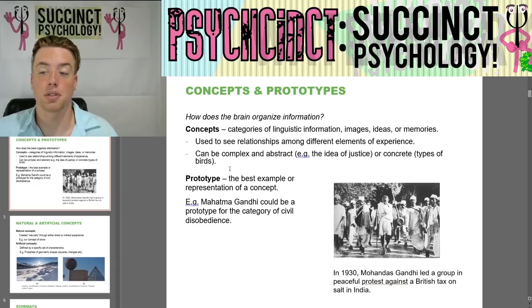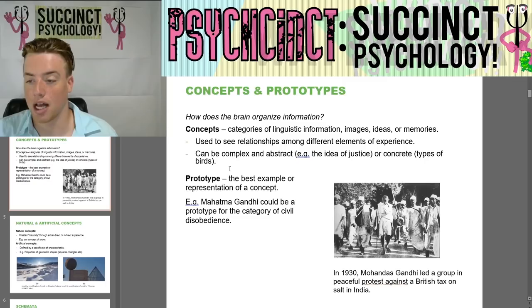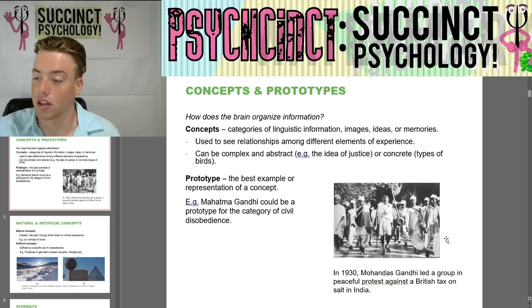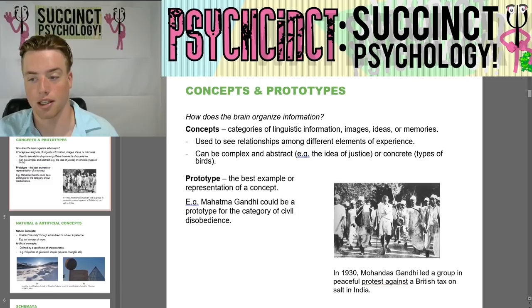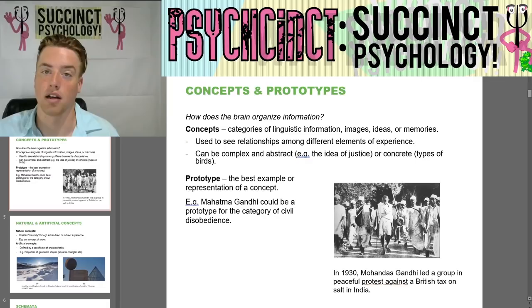Next you have prototype, which is the best example or representation of a concept. For example, Mahatma Gandhi could be a prototype for the category of civil disobedience. Here in 1930, Mohandas Gandhi led a group in peaceful protest against a British tax on salt in India. So he's the best example or representation of the concept. He's the prototype of civil disobedience.